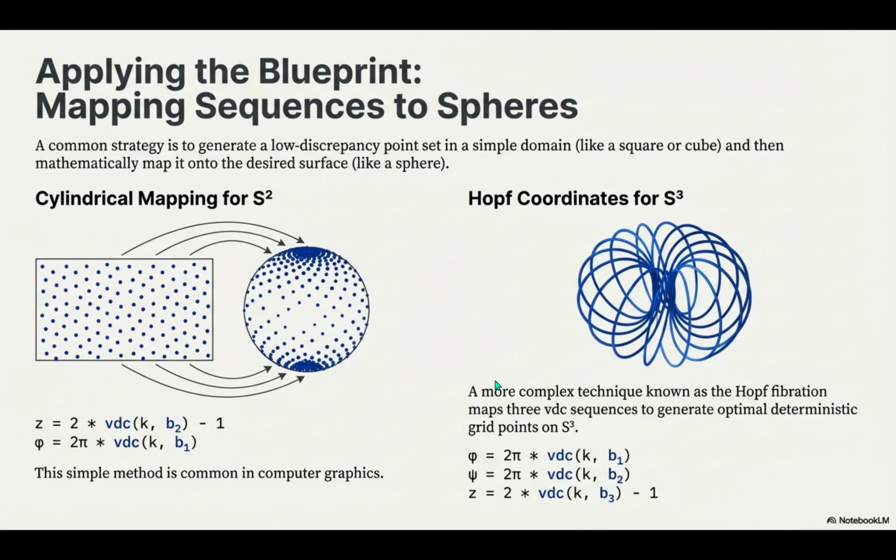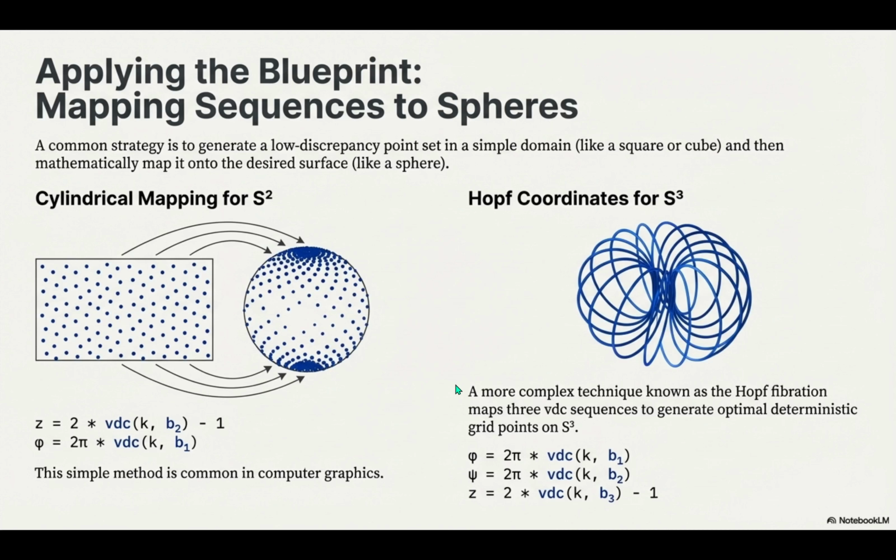Think about latitude and longitude lines on a globe. Okay. Near the equator, a square of 1 degree by 1 degree covers a pretty big area, but now go up near the North Pole. That same 1 degree longitude change covers a tiny, tiny distance. I see. So when you map a perfectly even grid from a flat square onto the globe, the points get massively crowded together near the poles where the surface shrinks. Precisely. The points bunch up, creating huge clusters. You get high discrepancy, which completely defeats the purpose of using an LDS in the first place. And the reason is purely geometric. The flat mapping just fails to account for the differential geometry of the curve.